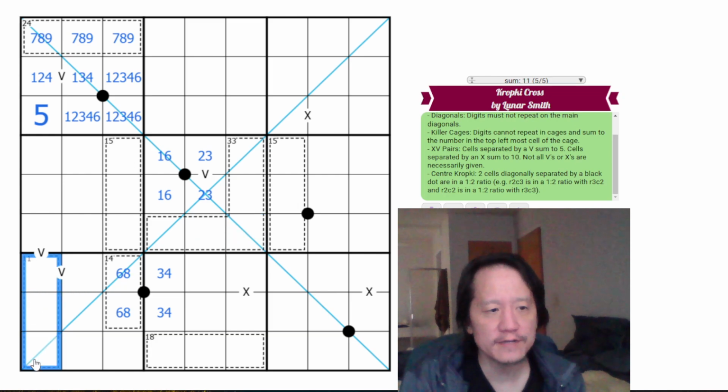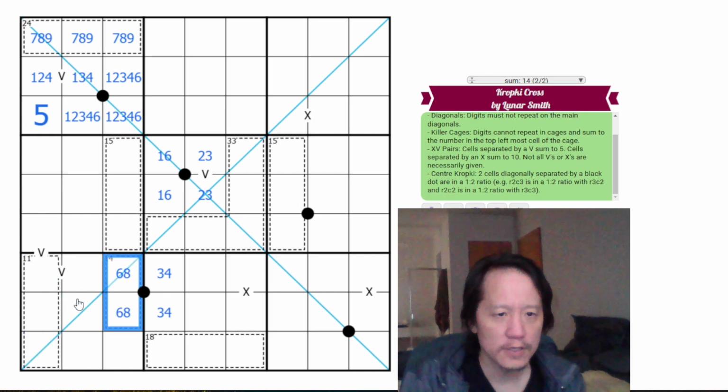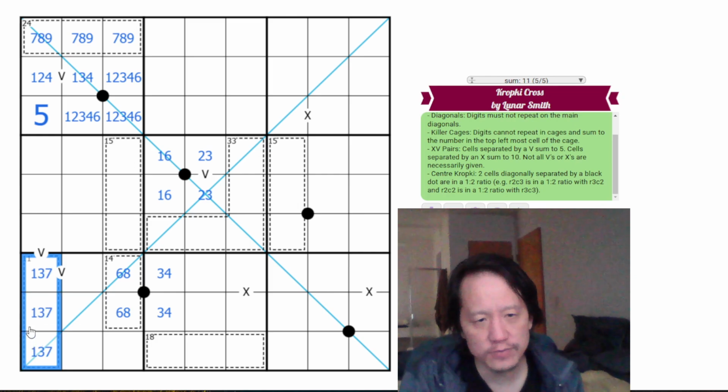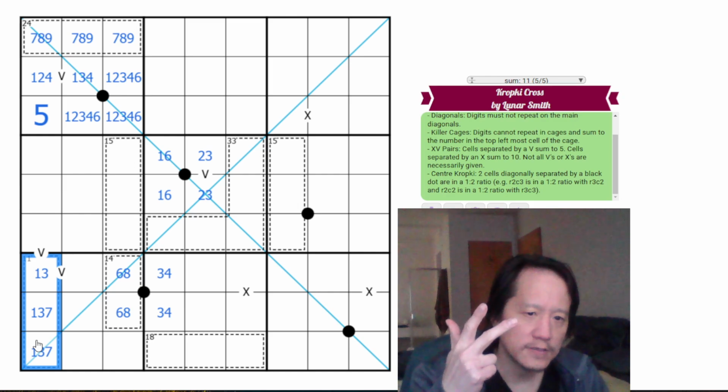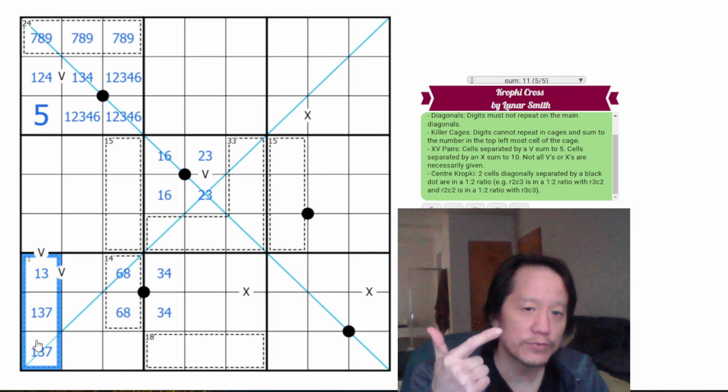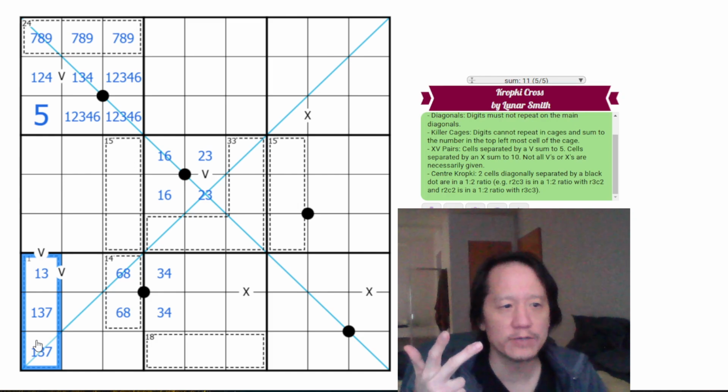This cannot contain a 5, so it could be 1, 2, 8. Well, it can't be 8. It could be 1, 3, 7. That's possible. But these two add up to 5, so this can't be 7. It can't be 6, so no 1, 4, 6. And those are all the 1s, right? 1, 2, 8, 1, 3, 7, 1, 5. 1, 2, 8, 1, 3, 7, 1, 4, 6, which is not possible.